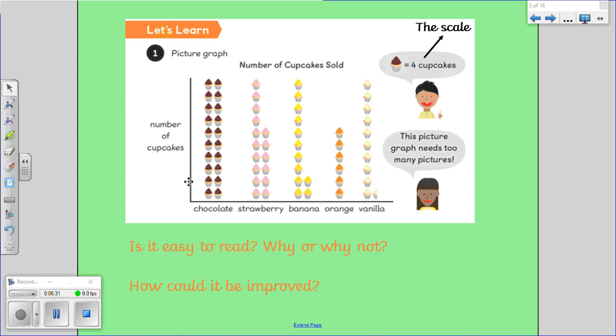But is that an easy way to read the data? Could there be another way that we could improve this graph to make it easier to read? Especially when it comes to the vanilla. So we can see we've got half a vanilla cupcake here. So that tells us that that's worth 2. Is that easy to read? So how it could be improved is maybe the scale could be changed. Because at the moment, there are too many pictures on this graph to make it easy to read.